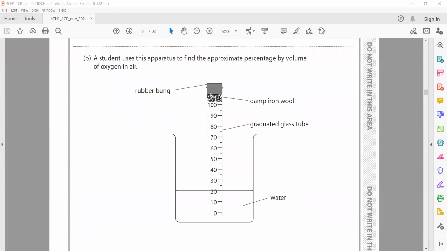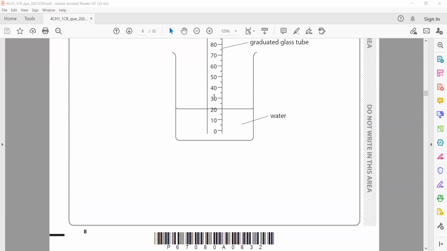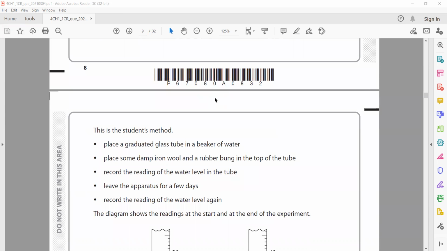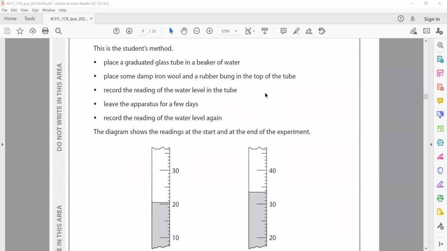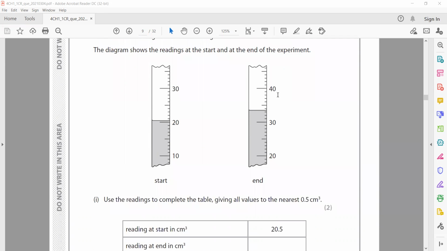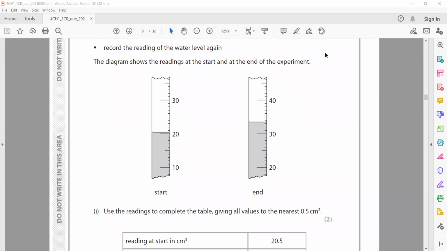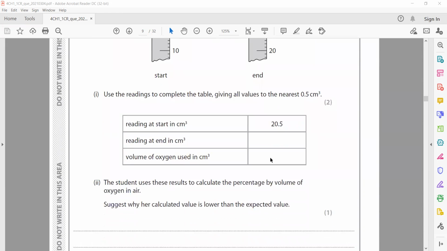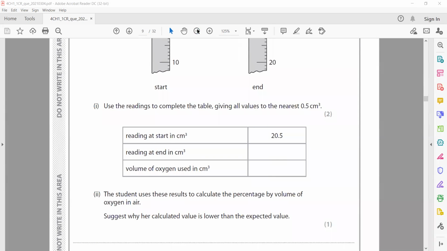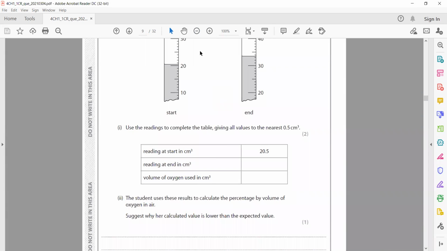A student uses this apparatus to find the approximate percentage by volume of oxygen in air. The student's method: place a graduated glass tube in a beaker, place some damp iron wool and a rubber bung in the top of the tube, record the reading of the water level, leave the apparatus, and then record the new level. The diagram shows the reading at the start and at the end of the experiment. Use the readings to complete the table and give your values to the nearest 0.5 cm3.